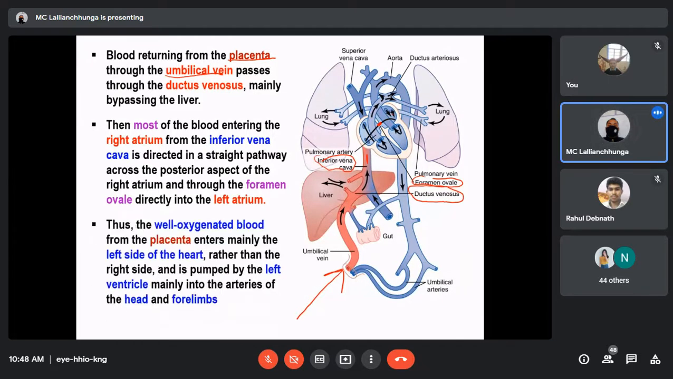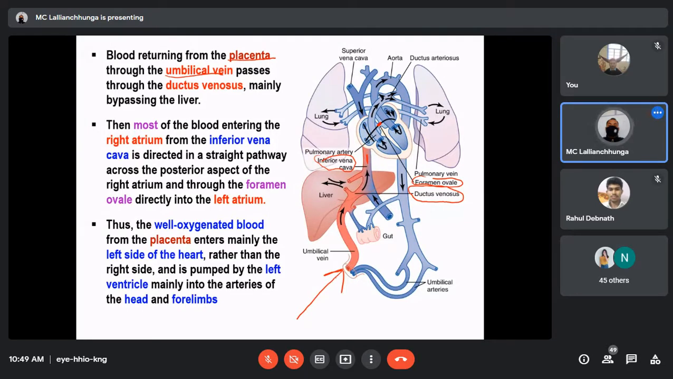Thus the well oxygenated blood from the placenta enters mainly the left side of the heart rather than the right side, and is pumped by the left ventricle mainly into the arteries of the head and forelimbs. So you just see it is very different. Let's see from the placenta.